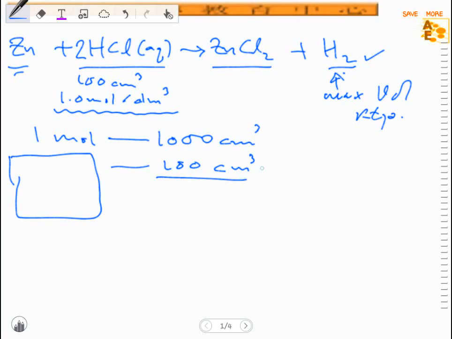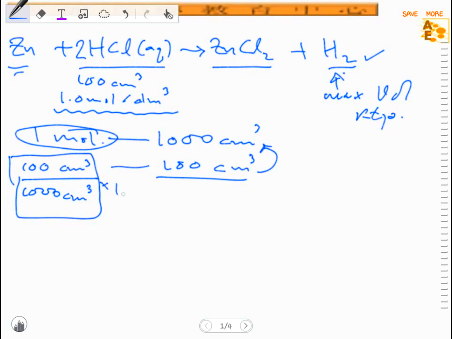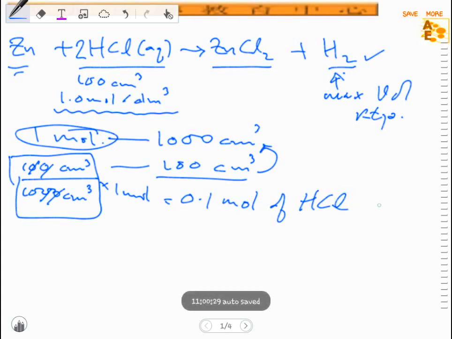It's very easy: the same unit divided by the same unit, multiplied by 1 mole. That will give you the mole. So 100 cubic cm divided by 1000 cubic cm, multiplied by 1 mole, that will give you 0.1. So 0.1 mole of HCl will be used.